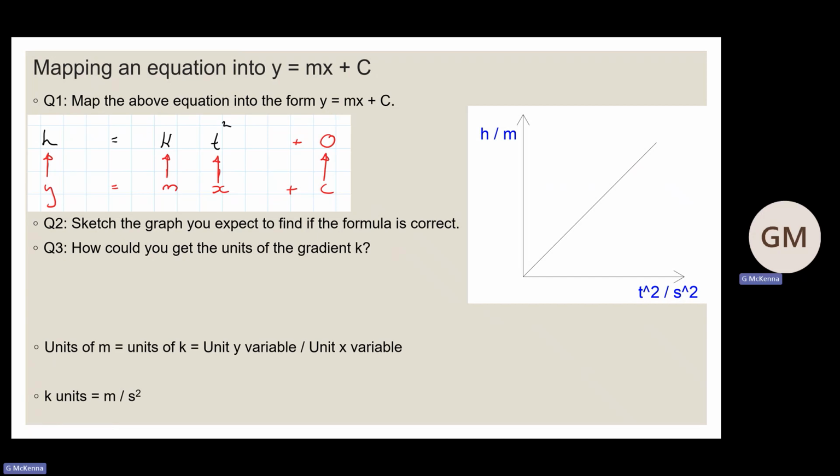Now, in relation to units, for the final part there, again, the units of the gradient in this case are going to be equal to the units of that constant k. Again, it's always the same format. It's the unit for your y variable, the meter, divided by the unit of your x variable, which is seconds squared in this case. And so the units of k from this equation are quite simply meters divided by seconds squared. And again, if needs be, you can pause the screen and write down those respective notes.